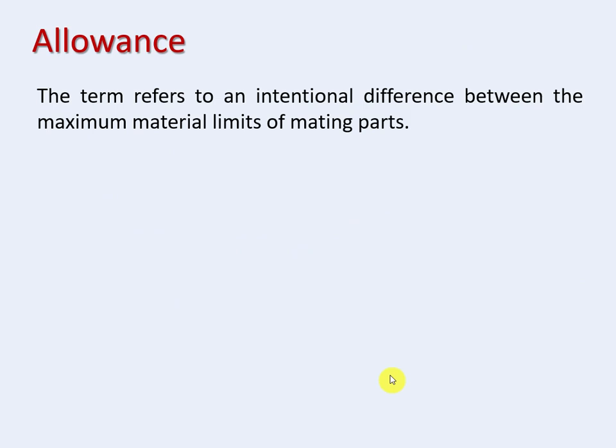Allowance, guys. What is the allowance? So, guys, again, what is the tolerance? Tell me. The allowable permissible deviation from the basic size. Very good. Now we'll talk about a second term today, allowance. The term refers to an intentional difference between the maximum material limit of mating parts. So when you want to calculate the allowance, you will check the maximum material condition for the mating parts.